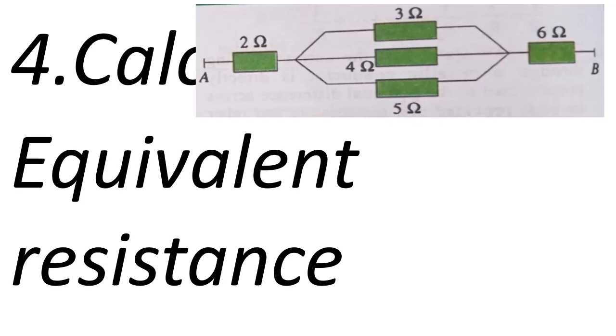Now, our R1 is the 2 ohms. Our R2 is the calculated 1.28 ohms. And R3 is the 6 ohms. Therefore, we now have it that R is equal to 2 plus 1.28 plus 6. And our equivalent resistance R is equal to 9.28 ohms.